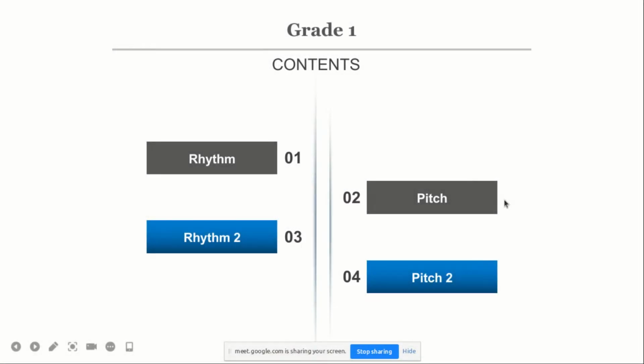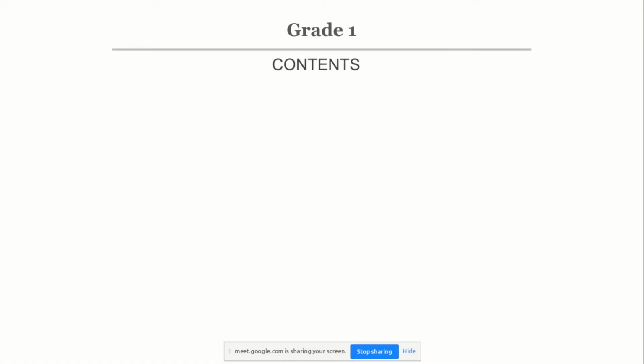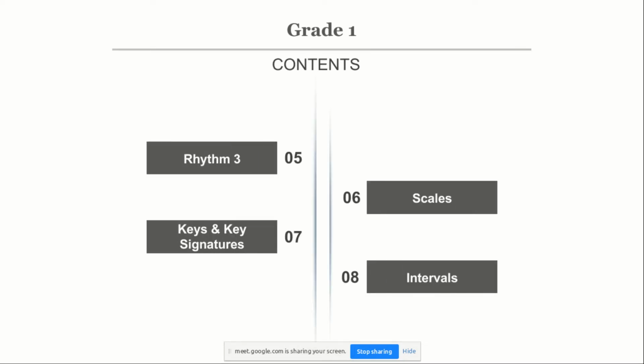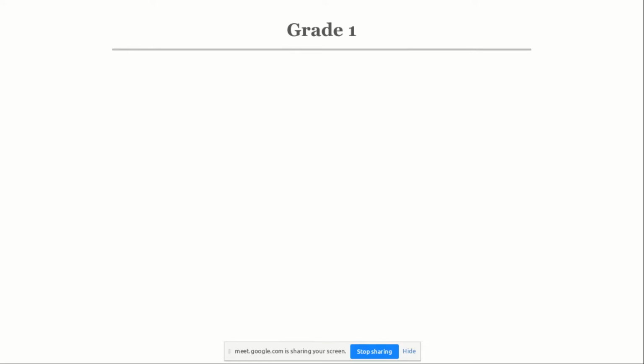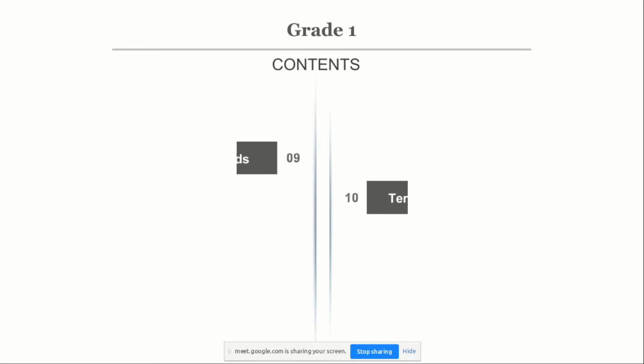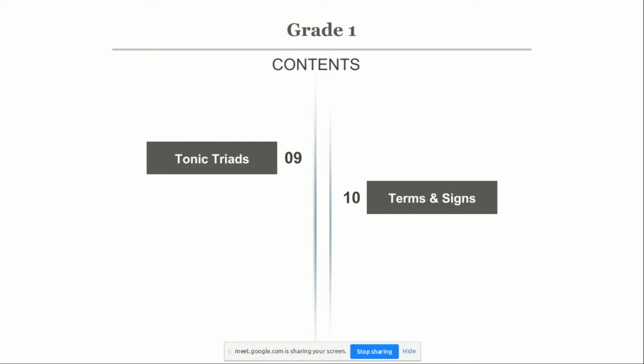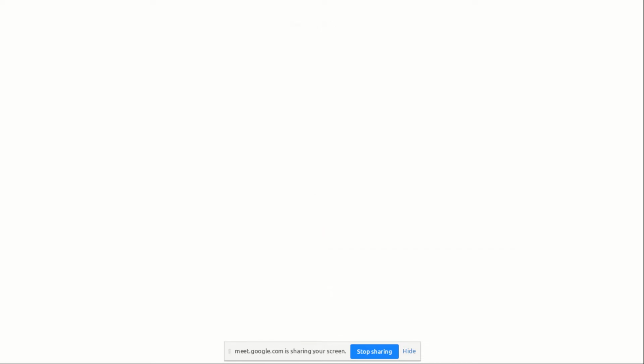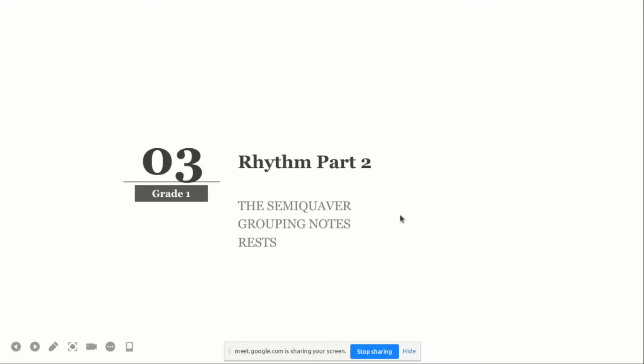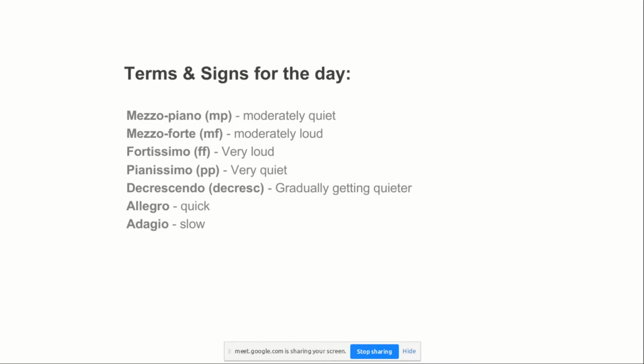The terms and signs that we did were loud and soft. Loud is F or forte, and piano or P means quiet. Then crescendo was gradually getting louder, and decrescendo or diminuendo was gradually getting quieter. So today we are going to look at semiquavers and grouping notes and rests in the rhythm part 1. But before that, let us look at some terms and signs for today.